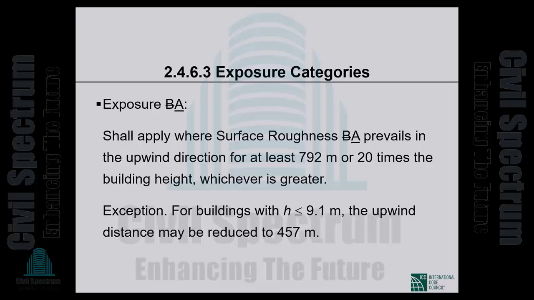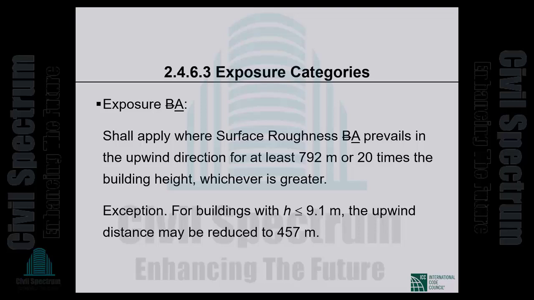Now exposure A, B, and C. Exposure A shall apply where surface roughness A prevails in the upwind direction, always upwind, for at least 792 meters or 20 times the building height, whichever is greater. Okay, so I don't know that any explanation will make it any better.